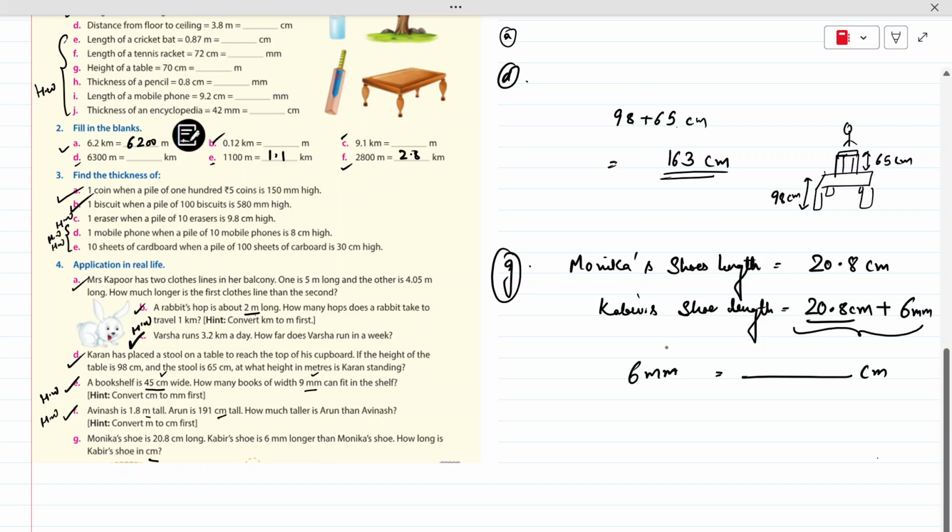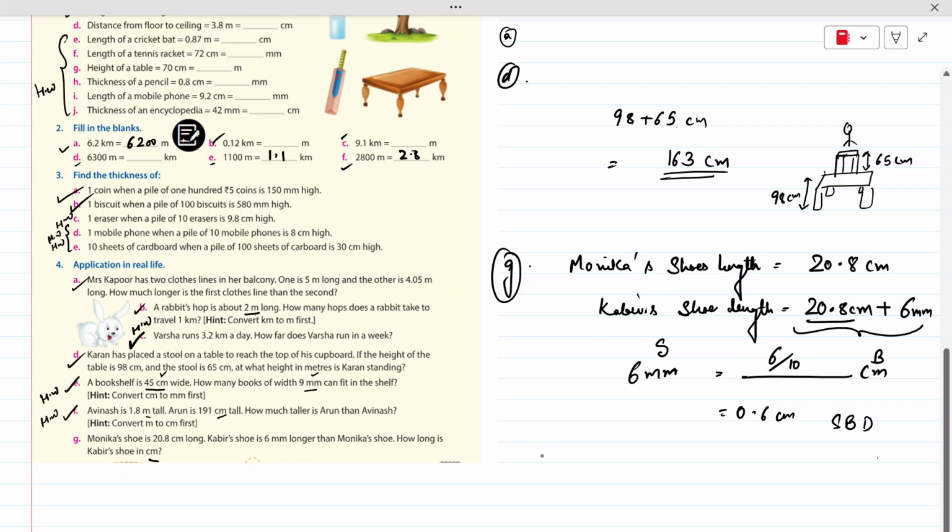We know millimeter is a smaller unit, right? And centimeter is a bigger unit. So whenever we change from a smaller unit to a bigger unit, we have to divide, and we have to divide by 10, right? Because we know that 1 centimeter contains 10 millimeters. So this will be 6 divided by 10, which gives us 0.6 centimeters.